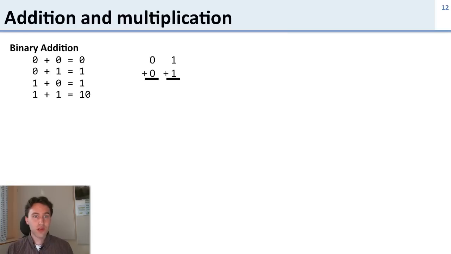Remember how this works. If we're adding up two numbers, we first look at the numbers on the right, just like we would with normal addition in decimal. We add them together, and if we generate a carry, we then bring that carry over to the next column, add up that column, and get our final result.